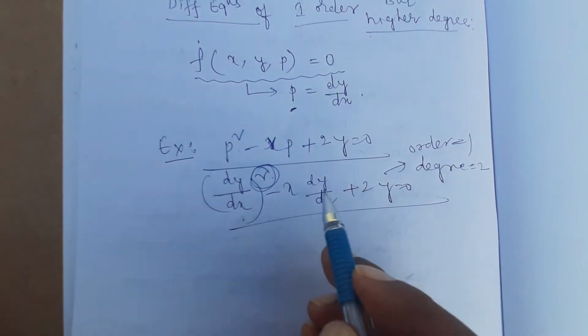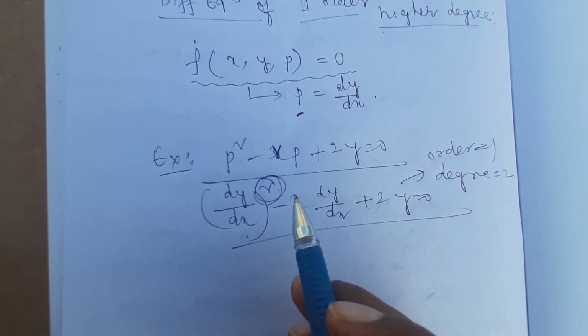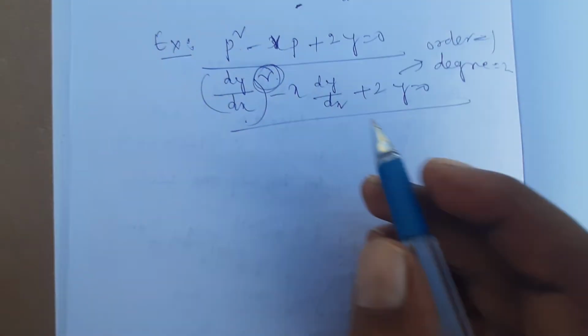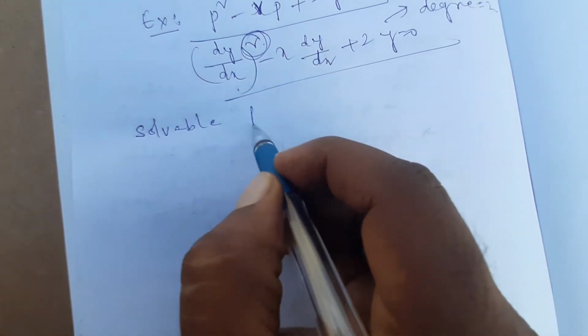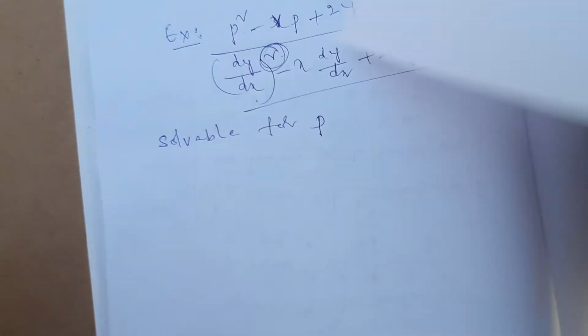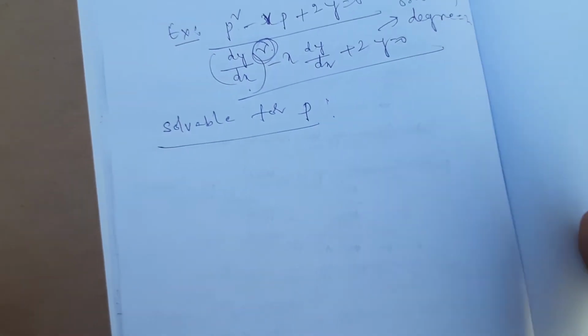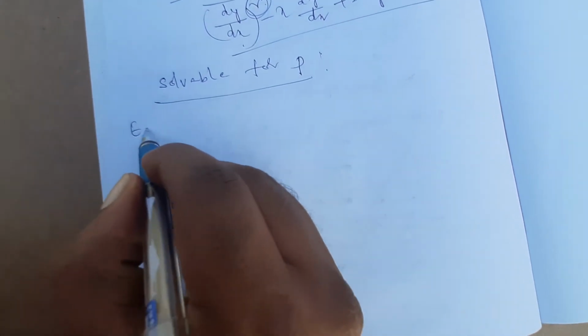Then for such differential equations, how can we find the general solution? Today I will discuss that. These are known as solvable for p. Now in this model, I will explain with one example.